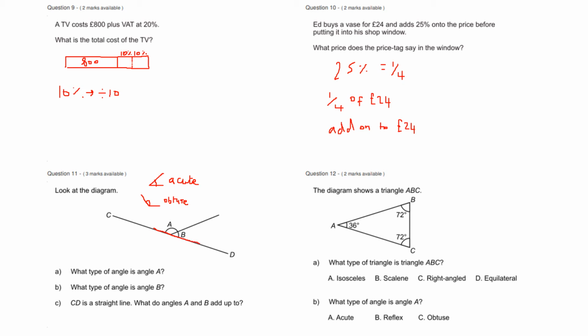Question 12, the clue is here. We've got that angle and that angle are the same as each other, so two angles the same, which means these two sides must also be the same, so use that to help you.